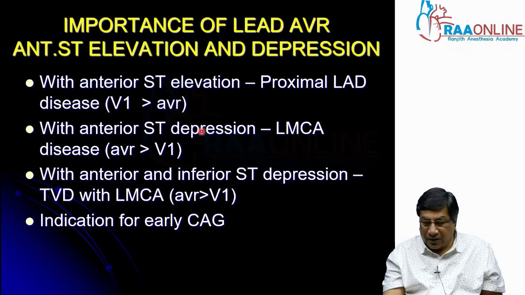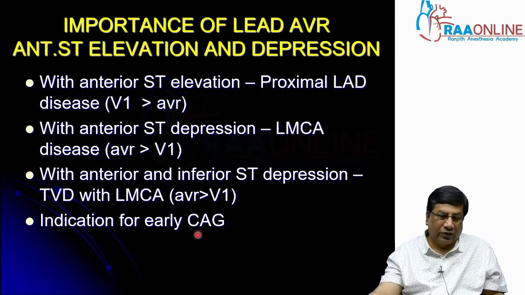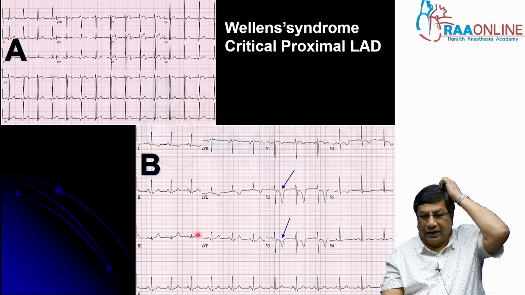So what is the importance of the AVR? We hardly look at it. With anterior ST elevation, it indicates proximal LAD. Here, the AVR elevation is less than V1. Whereas in anterior ST segment depression of a left main lesion, AVR is elevated. Here, the AVR elevation is more than V1. With anterior and inferior multiple leads showing ST segment depression, if the AVR shows ST elevation, it means triple vessel disease and left main lesion. In all these conditions, on the basis of AVR alone, you can send the patient for immediate coronary angiography. So that is the importance of lead AVR.